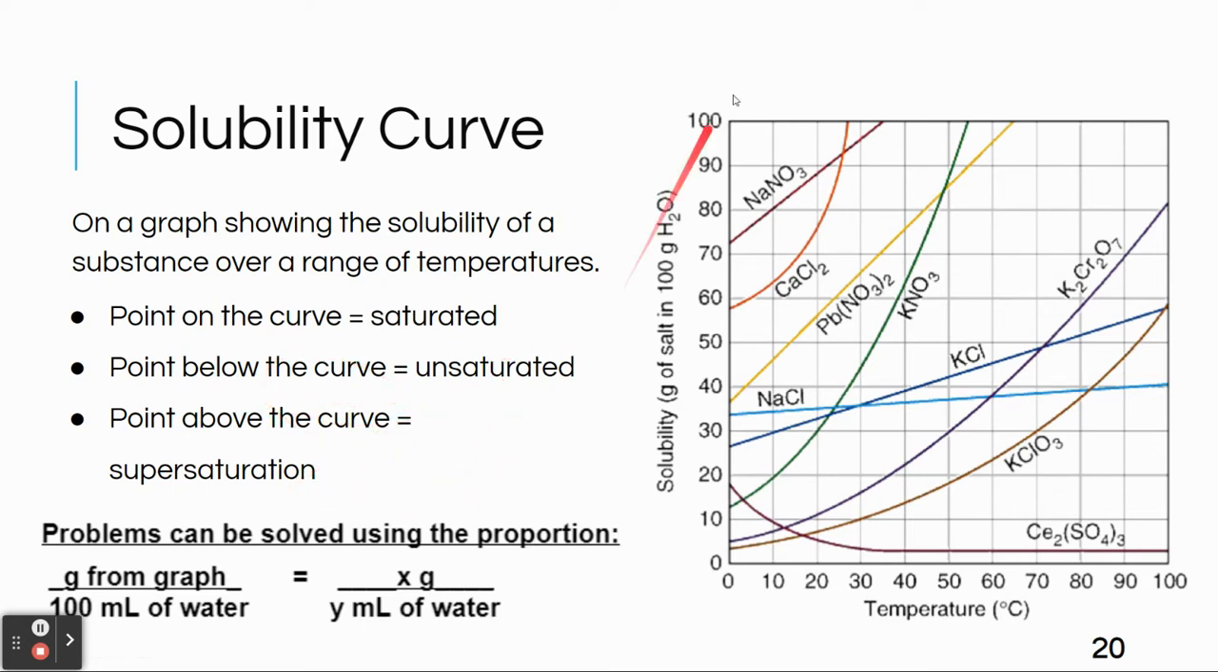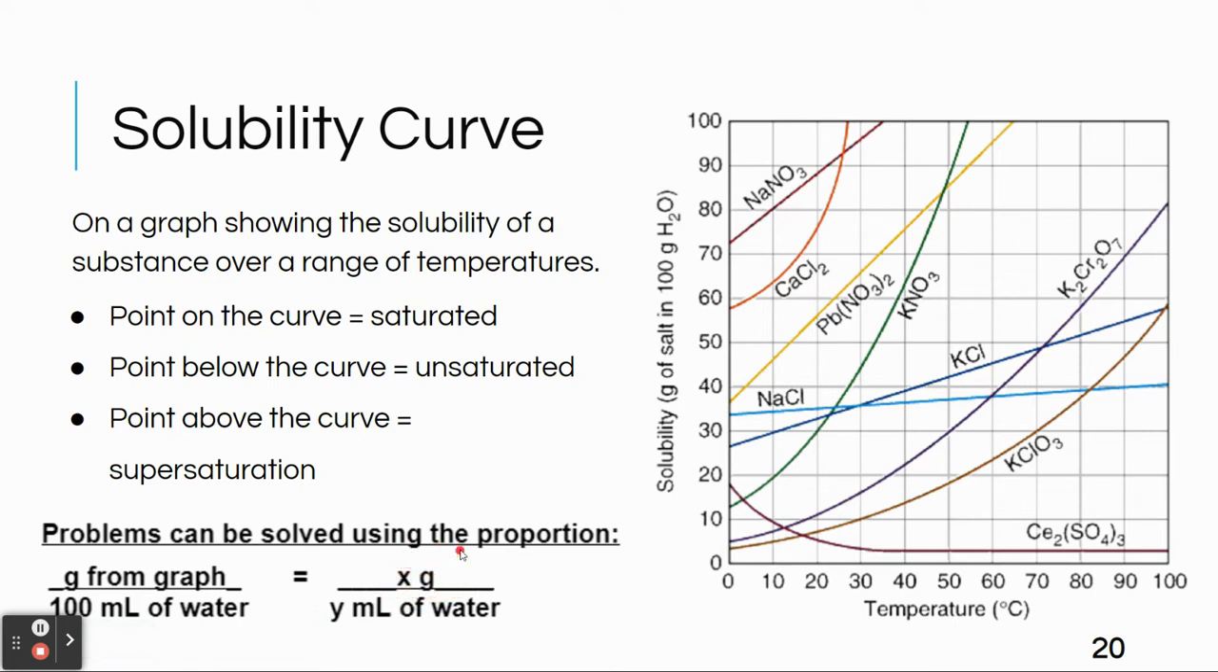So we can solve some problems using the solubility curve using proportions. We can set up a proportion like this over here to figure out, for example, if we had different volumes of water other than 100 mL, how many grams of a substance we could dissolve in there. So you would set up your ratio where you have the grams from the graph over 100 mL of water, is equal to the grams over Y mL of water. So that could be, for example, in 200 mL of water, how much could I dissolve?